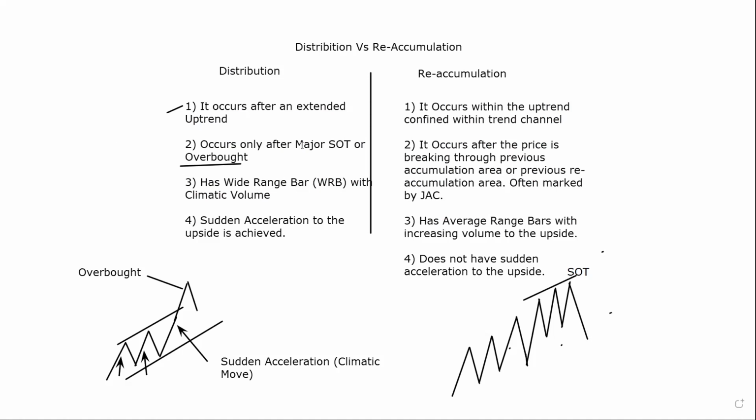Has a wide range bar with climatic volume. It means during this overbought and shortening of the thrust process, you will see a wide range bar, a very huge one. So where does it close? The wide range bar should close off the lows. Either the wide range bar will close like this, or it will close like this. So you see where it's closing.